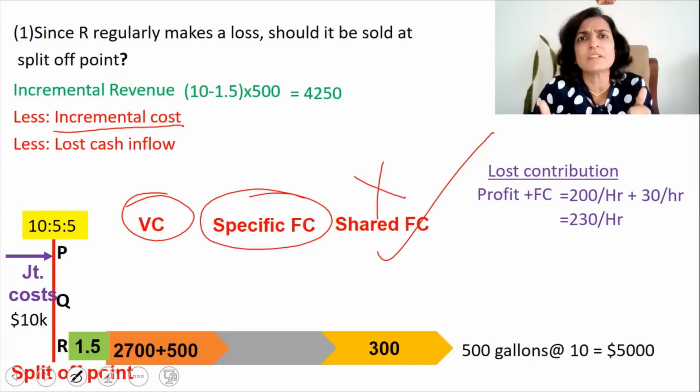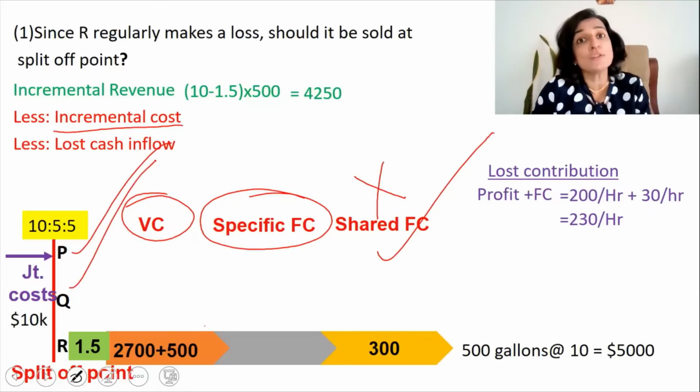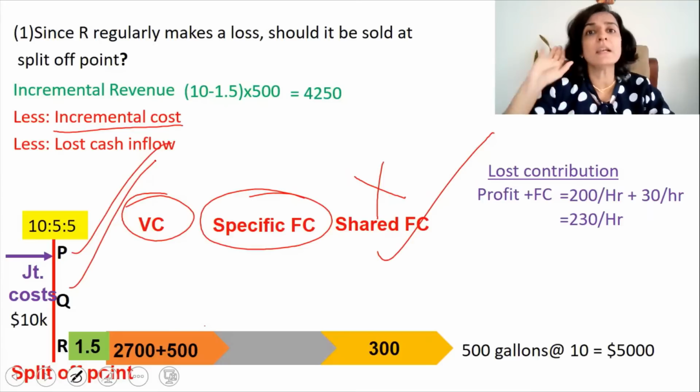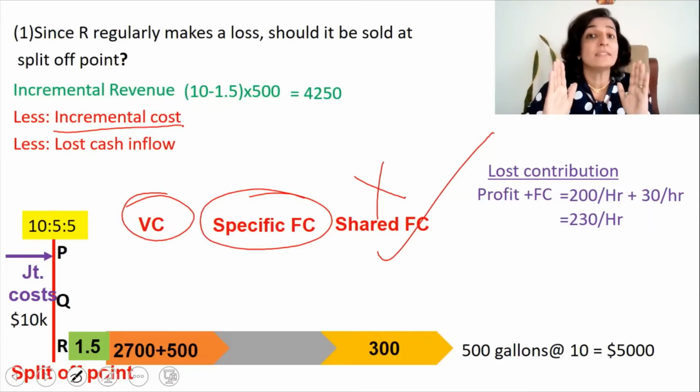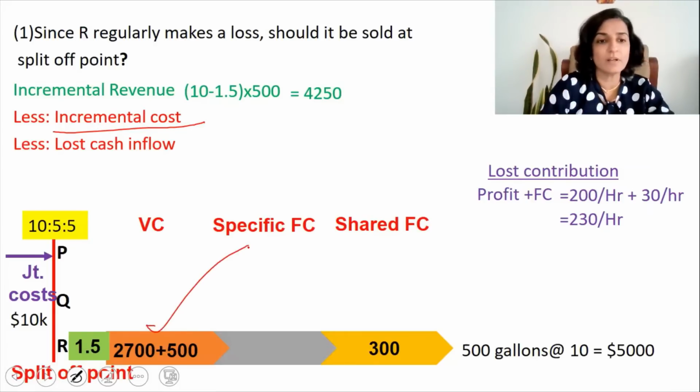Because what was shared fixed cost? It was the fixed cost relating to the mixing plant. Mixing plant we are using for product P and product Q also, which means that even if R is not processed further, we will still incur the shared fixed cost. It does not satisfy the basic feature of relevant costing. That is incremental in nature. So under incremental cost, include only the variable cost, that is 2,700 plus 500, giving an amount of 3,200.